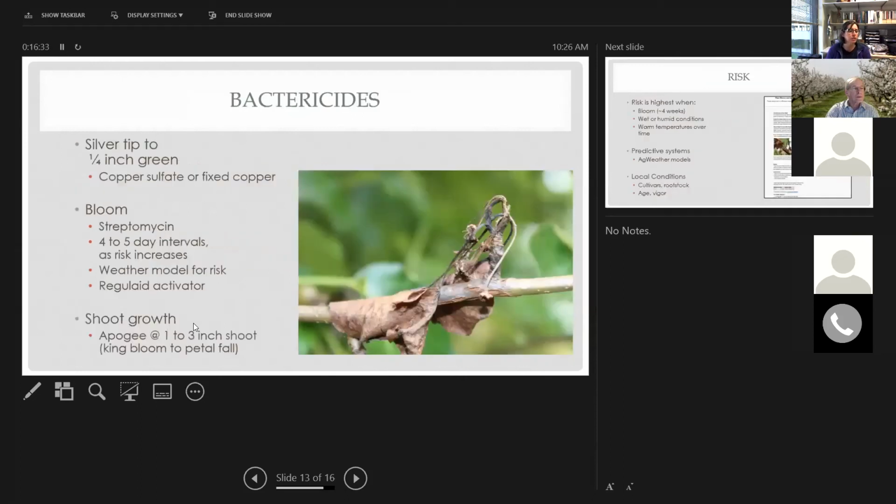All right, and here's what you're all here for: bactericides. Bactericides, remember, are not fungicides. Your bactericides are your coppers or your streptomycin and your oxytetracycline.